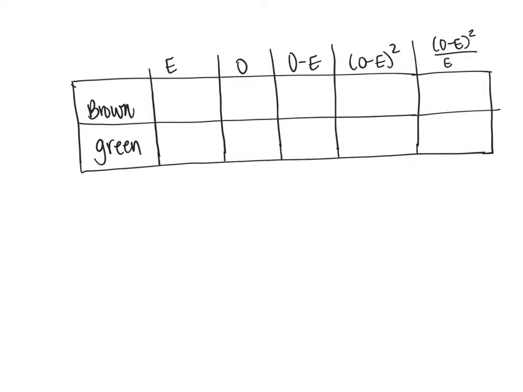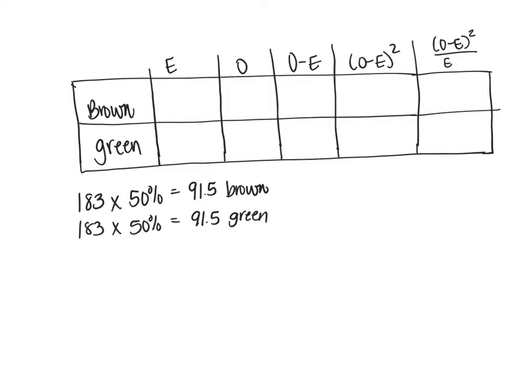According to the prompt, the turtles had 183 eggs. And based on the Punnett square that we did, we expect that 50% of them would be brown. So to calculate that, I'm going to do 183 times 50%, and that will give me the expected value for brown. My number came out to a decimal, and that's okay. Expected values can have decimals. To get the green expected value, I'm going to do the same thing. 183 times that 50% would be, we're expecting 91.5 to be green. And remember, this 50% came from the Punnett square we did at the start of this video.